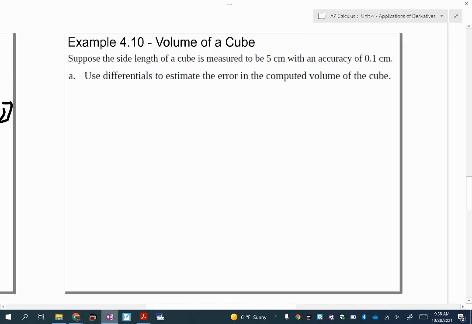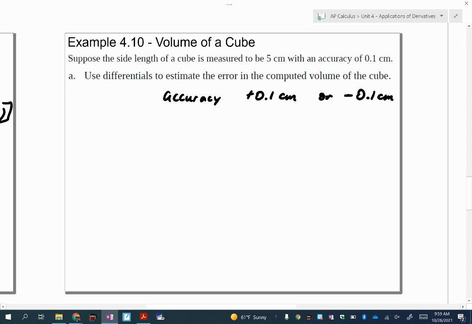Okay, so I'm going to do part A first, and we want to use differentials to estimate the error in the computed volume of this cube. So the idea here is we have a side length of a cube that is measured to be 5 centimeters with an accuracy of 0.1 centimeters. That means our accuracy could cause it to be either plus 0.1 centimeters or minus 0.1 centimeters.